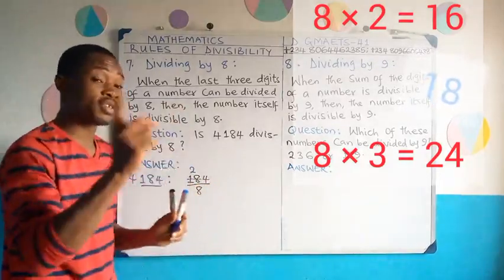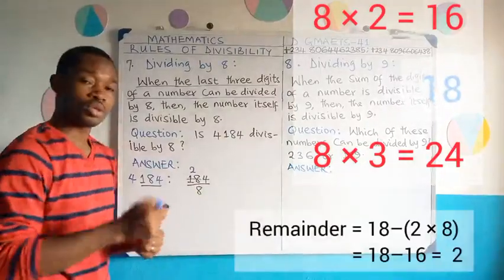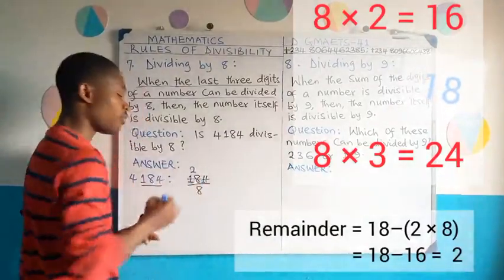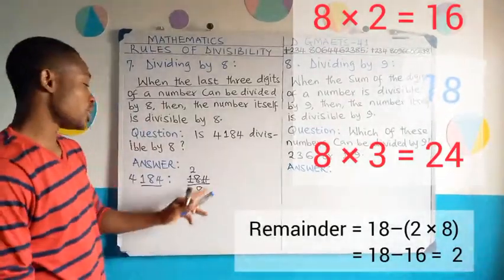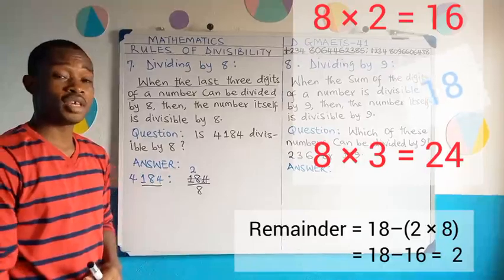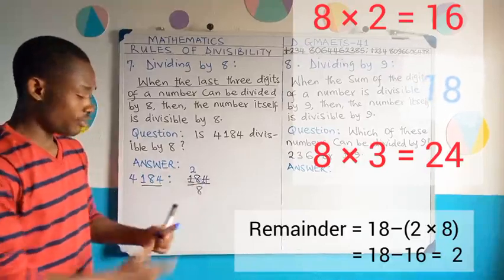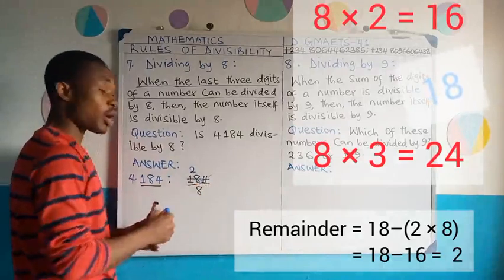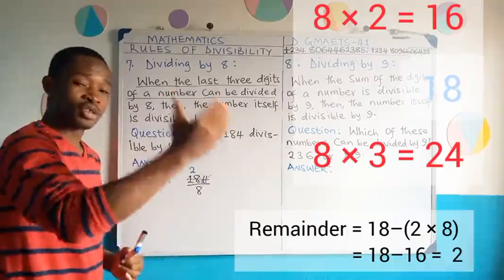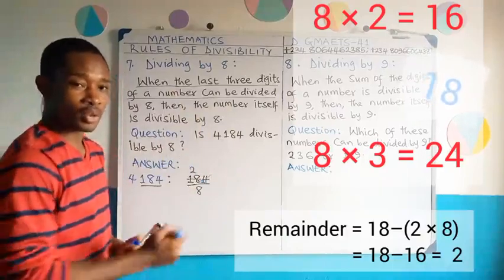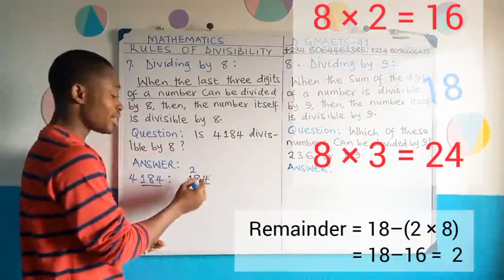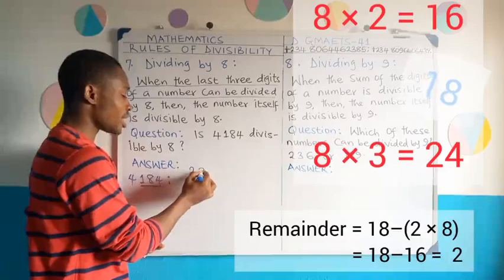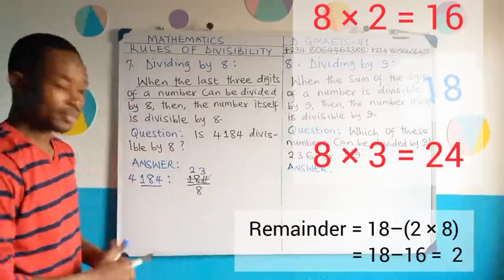That 2 times will give you 16, so the remainder will be 2. What do you do with the remainder? Come and attach the remainder to this 4. Attach the remainder to this 4. You will get 24. Then you divide: 8 can go into 24 how many times? Again, you go to the 8 times table. 8 times 3 will give you 24. So it means that 8 is a factor of 24. 8 can go into 24 3 times exactly.